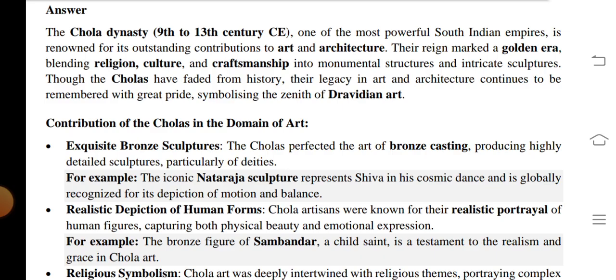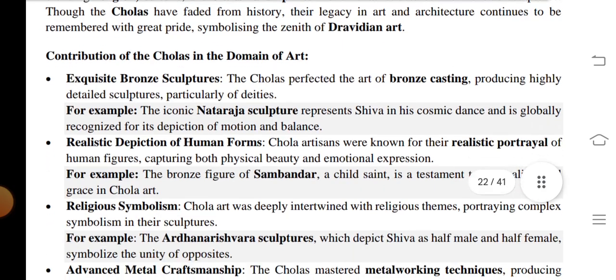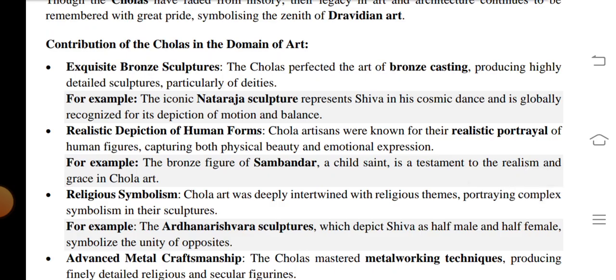Contribution of the Cholas in the domain of art: exquisite bronze sculptures. The Cholas perfected the art of bronze casting, producing highly detailed and cultural sculptures, particularly of deities. For example, the iconic Nataraja sculpture represents Shiva in his cosmic dance and is globally recognized for its depiction of motion and balance, realistic depictions of human forms.